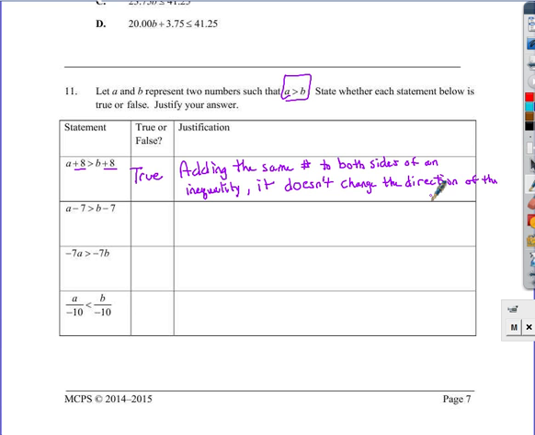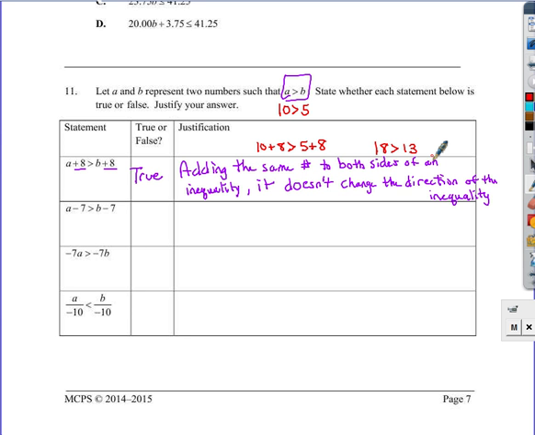You could also use numbers here to demonstrate that it would be a true statement. So I could replace A and B with numbers and say, okay, 10 is greater than 5. If I add 10 plus 8, is that still greater than 5 plus 8? Well, yes, 18 is greater than 13, so that's why it's true.